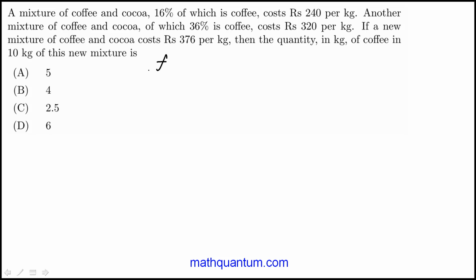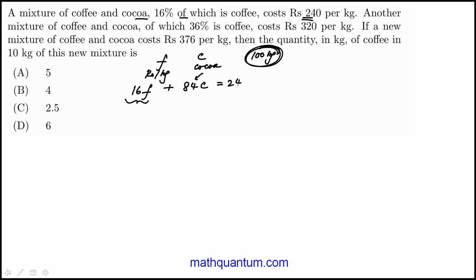So here I'll use the letter F to represent the price of coffee in rupees per kilogram and C for cocoa. And I'll translate the first relationship: if you were to buy 100 kilograms of this mixture, 16% of which is coffee, that means 16 kilograms is coffee. So this would be the contribution in rupees of the coffee portion. And same thing for the cocoa would be 84C, because 84 kilograms out of that would be cocoa.